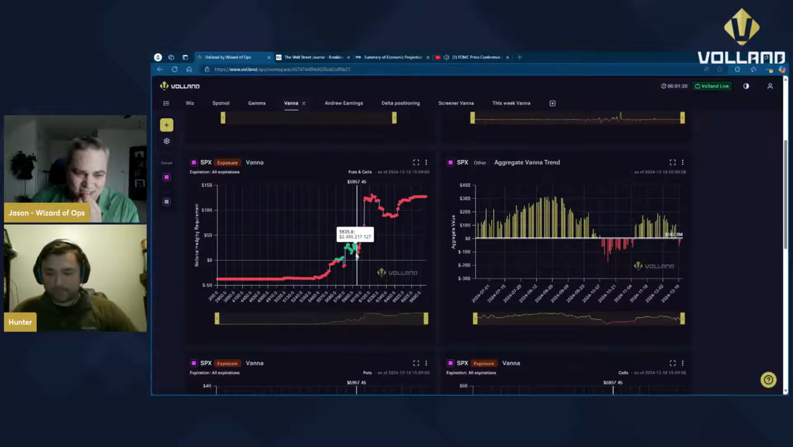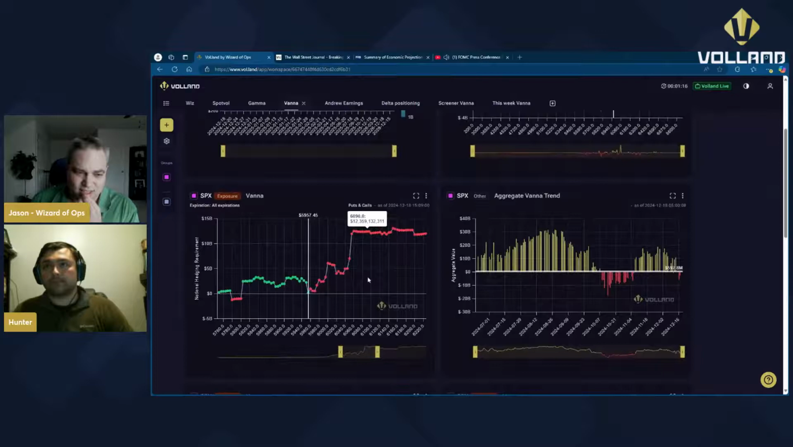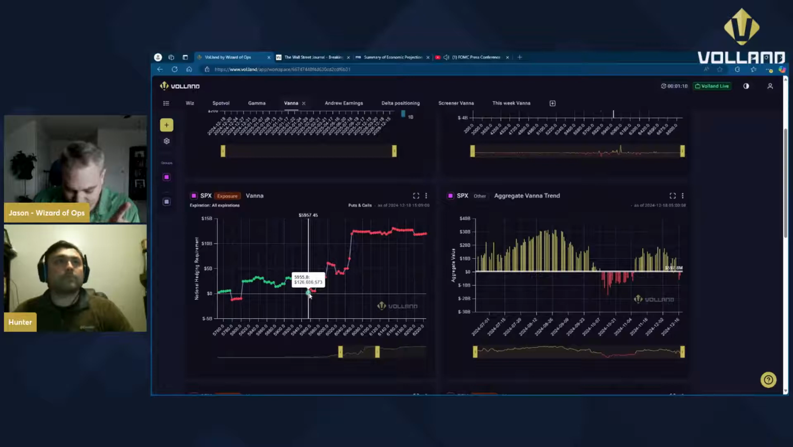Vanna inertia is way down. It's still down. Why is Vanna inertia down? Oh, because of this. This spike is higher than this spike. So if we could settle in this area, it looks like there's a little bit of support here.